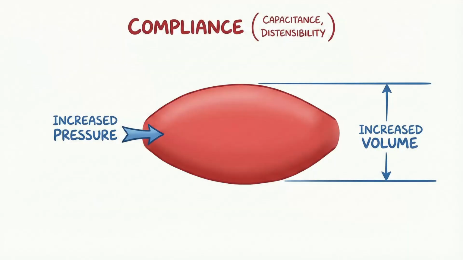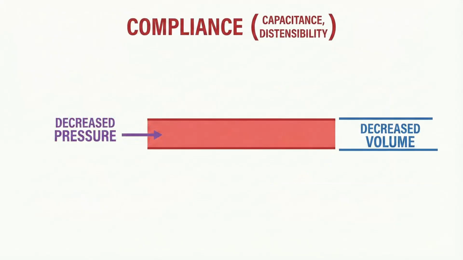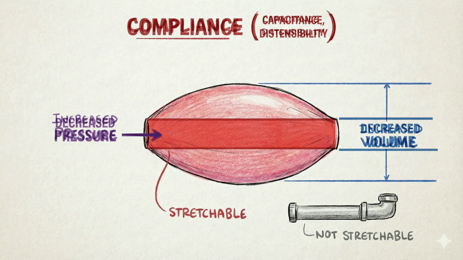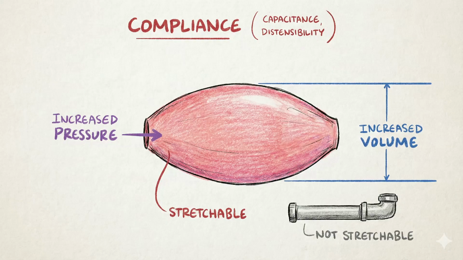Compliance, which is sometimes called capacitance or distensibility, refers to the ability of a vessel to respond to an increase in pressure by distending or swelling and increasing the volume of blood it can hold, or with decreased pressure, a decrease in volume. The way that this applies to blood vessels is to remember that they're stretchable tubes like rubber hoses rather than lead pipes.